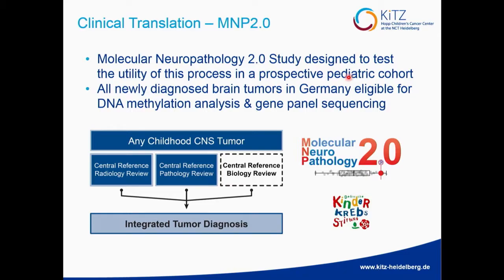So then we moved on and actually tried to implement this principle in a national prospective clinical diagnostic study, which we call Molecular Neuropathology 2.0, where we combine a methylation-based analysis with a customized gene panel sequencing, which is constituted of 130 genes at the moment. We are now updating this to 170 genes. I'm more than happy to send the gene names to everyone who is interested in running a neuro-oncology gene panel.